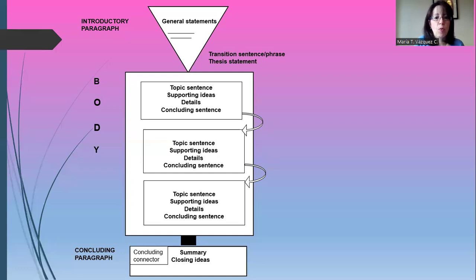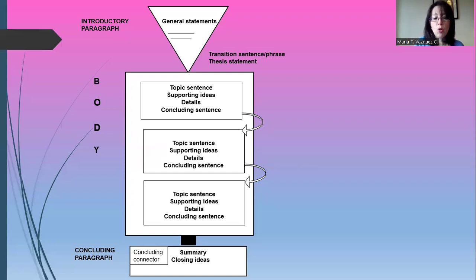Then, of course, we need the body of the essay, which will contain as many paragraphs as necessary to explain your thesis statement. Each paragraph should have a topic sentence, supporting ideas, details, and a concluding sentence, which at the same time sometimes could work as a transition for the next paragraph.